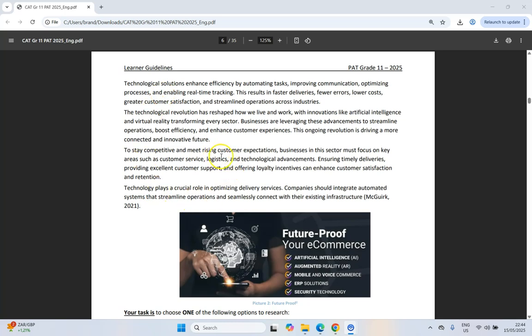Yeah, they just give you a nice little summary about improving communication, the processes, the logistics involved, even the use of AI in these delivery and courier services. So this is just information about the topic.